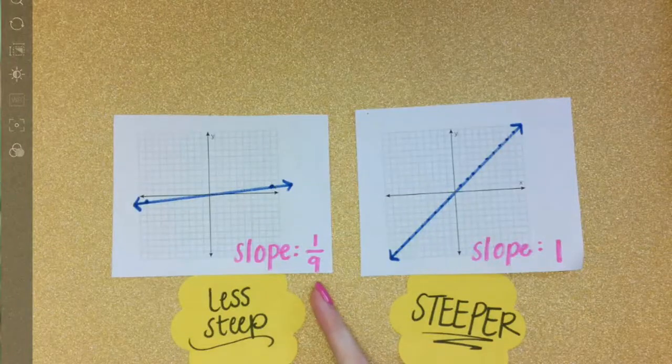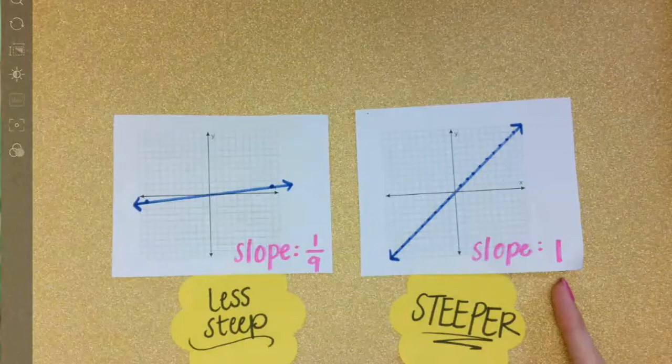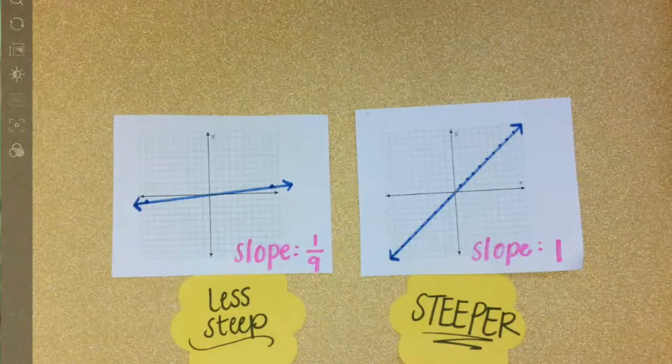The number that's further away from 0 is steeper. 1/9 is a smaller value. It's closer to 0. It's less steep. 1 is bigger than 1/9, so this is more steep. Okay, we'll do another set.